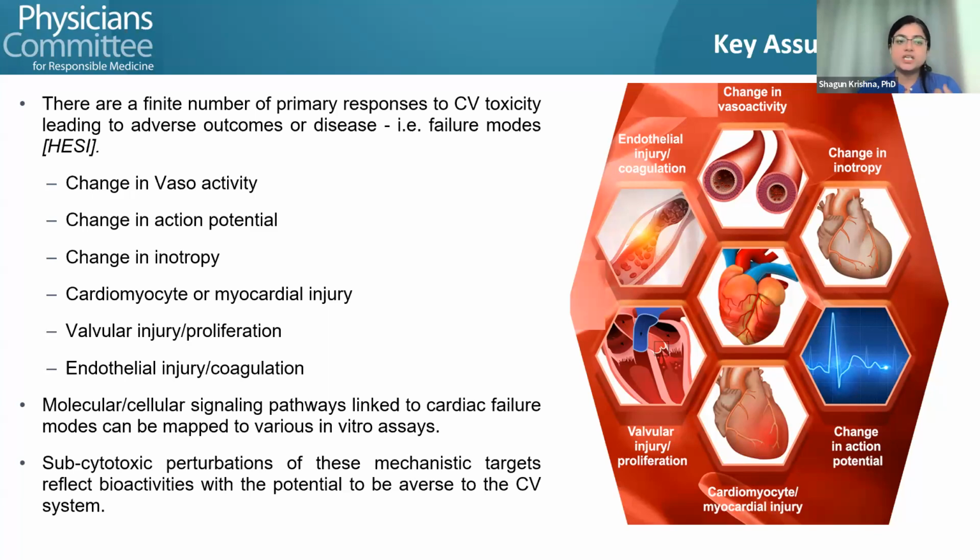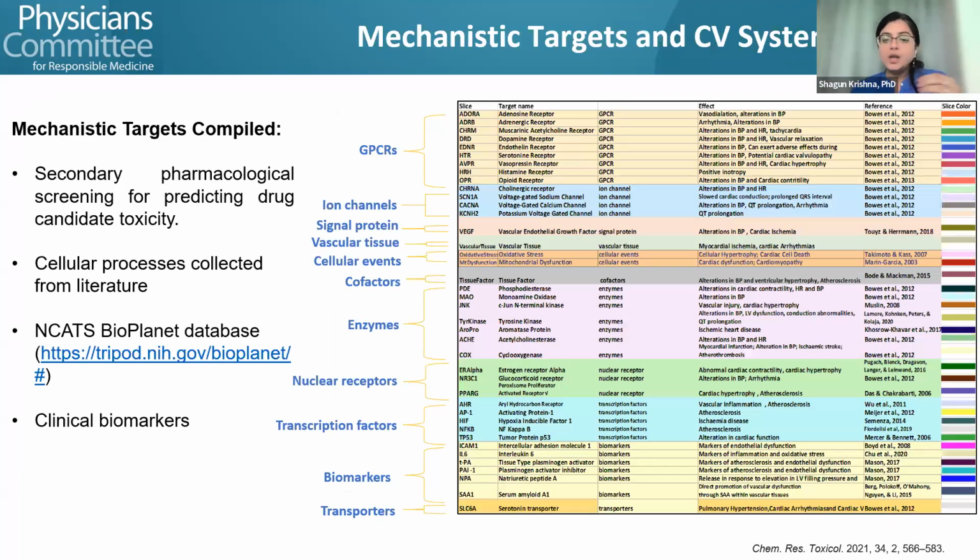These failure modes include changes in vasoactivity, changes in action potential, changes in inotropy, cardiomyocyte or myocardial injury, valvular injury, and endothelial injury. A lot of these high throughput screening assays are components of different molecular and cellular signaling pathways that could be linked to these cardiovascular failure modes. So we can map different in vitro assays to these failure modes. We started by collecting different mechanistic targets and cellular processes that affect the cardiovascular system and that we can map to the failure modes.